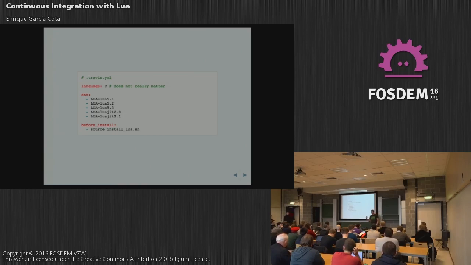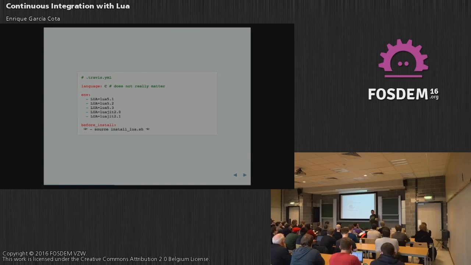And then before, sometime later in the test, they do something like what you see at the bottom. Before install, run this shell file which installs the version of Lua I want and the version of LuaRocks that I want. And this, it's mostly fine. I only have a problem with the last line here.